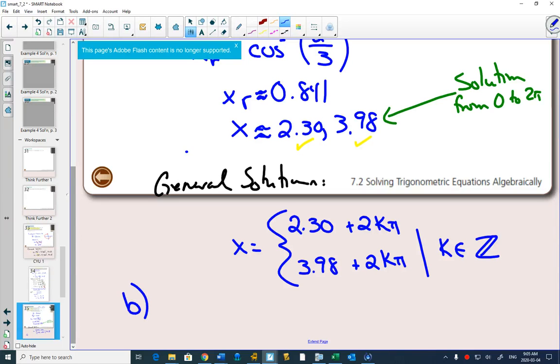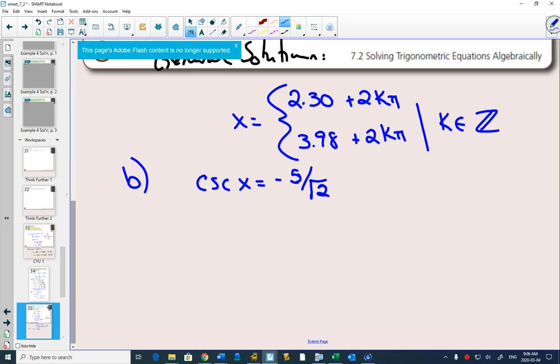Part B. Part B has a cosecant. So you can get the cosecant by itself if we divide both sides by root 2, you would get negative 5 over root 2. And once you have cosecant by itself, then you would know what sine of x is. Because if cosecant is negative 5 over root 2, then sine of x is negative root 2 over 5. Notice the angle didn't change, but the ratio did.